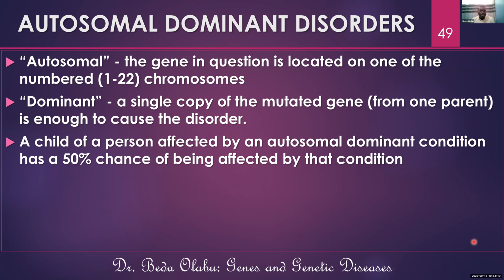So usually if somebody has an autosomal dominant disorder, the children have a 50% chance of being affected. The offspring have a 50% chance of being affected.